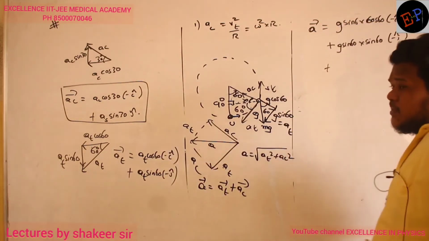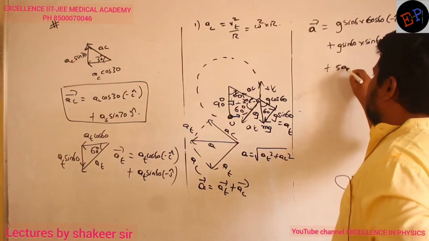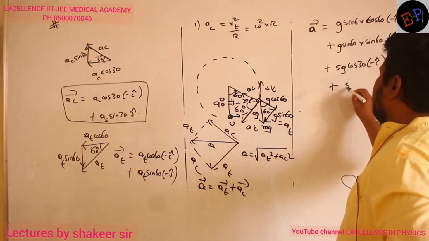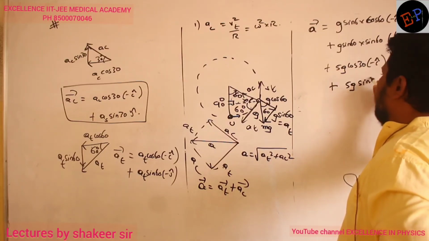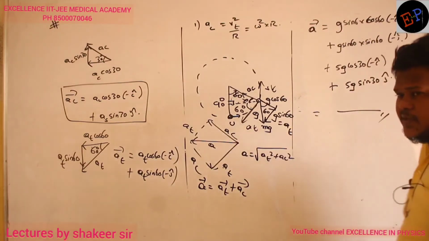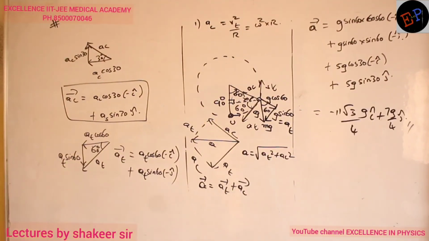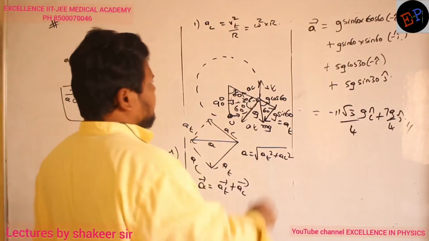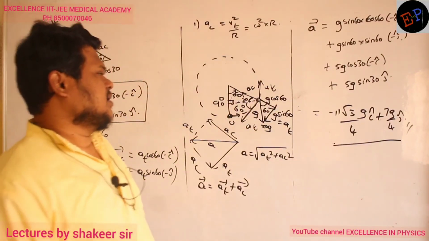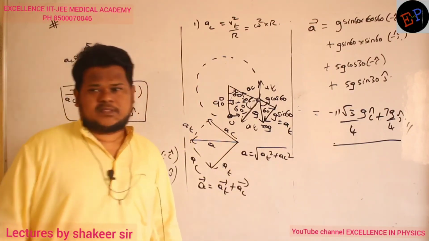AC value is how much? 5G, no? AC, 5G. So 5G cos 30 minus I cap plus 5G sin 30 j cap. Okay, so just simplify them, that is your required answer. Now you know all the values, no? If you do this total calculation, this is the final answer which you should get: minus 11 root 3 g by 4 I cap plus 7 g by 4 j cap.